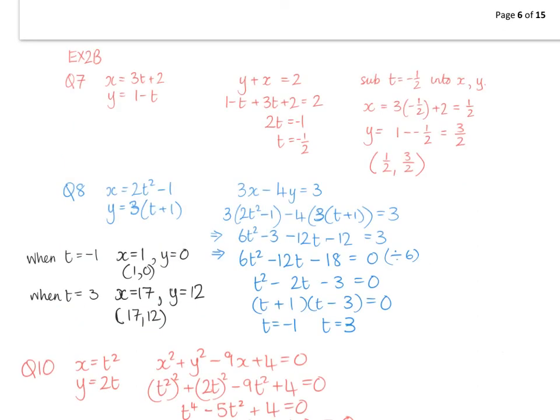So looking at the answers for questions 7, 8 and 10, we have the first one fairly straightforward. You've got linear equations, and the point of intersection is (1/2, 3/2). On the next one we've got quadratics going on, so we factorise with a quadratic in t. So we've got two values of t, then we have to find the corresponding points of intersection by substituting them into our x and y equations, parametric equations.